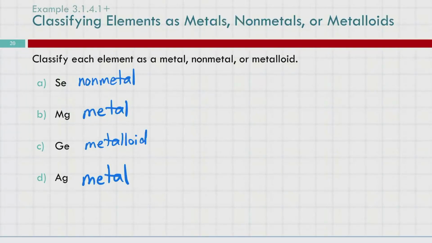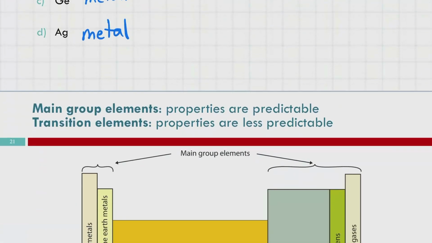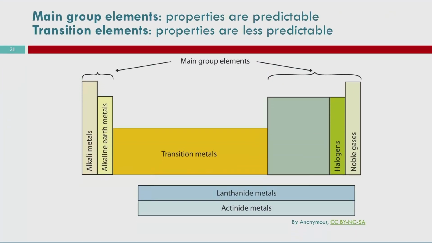So again, a little bit fuzzy where the metalloids, semi-metals are. That's why I said silicon is the one that you should definitely know. Okay, another way that we can categorize our elements, or a couple other ways, is we've got things that we call main group and things that we call transition.